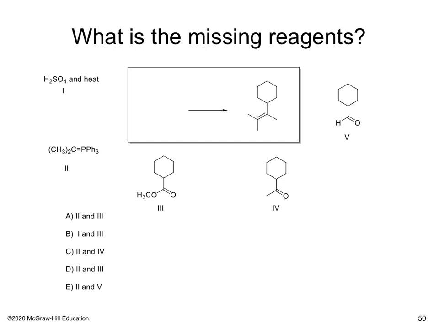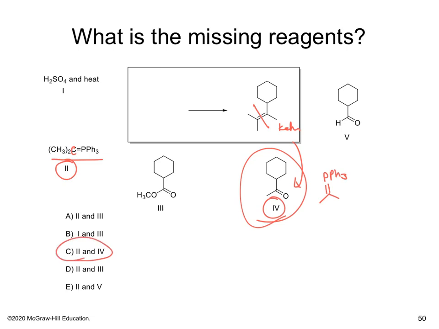Okay, so what's the missing reagent here? You're making an alkene, so you can just do that. And then one of these has to be, this is a ketone, so there's your ketone, right? And then the other one has to be your Wittig. So would that be it? So 2 and 4. 2 and 4.